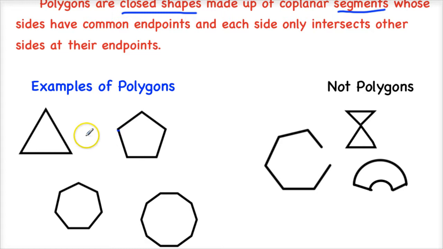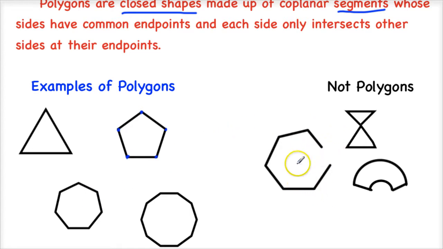Some of these are going to be very familiar shapes to us. If you look at all of these over here, they're all closed, which basically means every side is connected to another side. The other important part is they are only connected at their endpoints. So if you look at all the endpoints here, they are all connected. There's no overlap or anything like that. Everything is closed. Over here are some examples of not polygons.